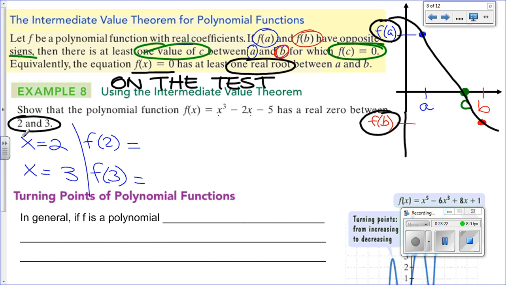Come on, Chris. So you guys are finding f of 2. And then you guys, okay, so I go up here. And you know what this is?